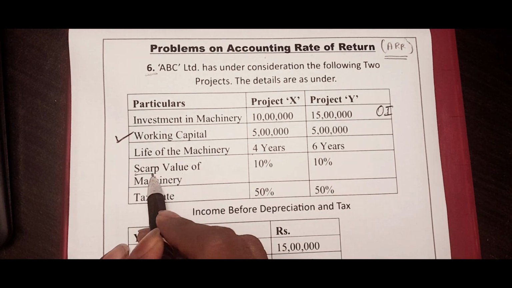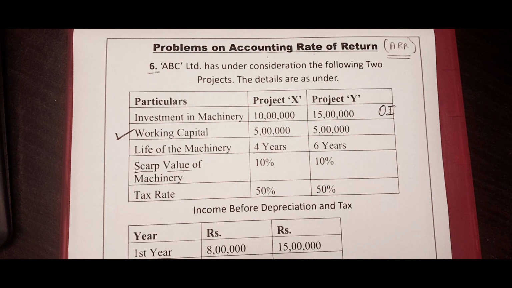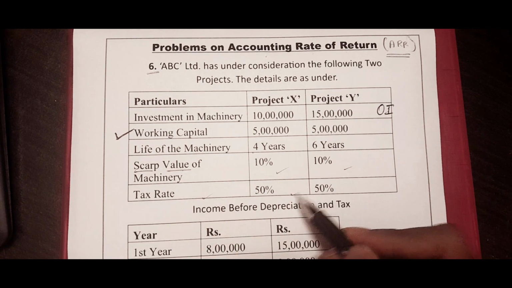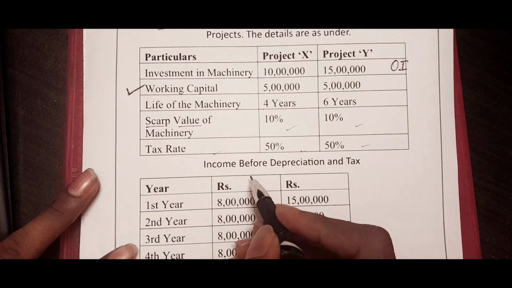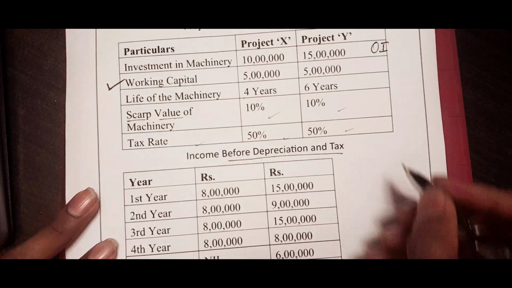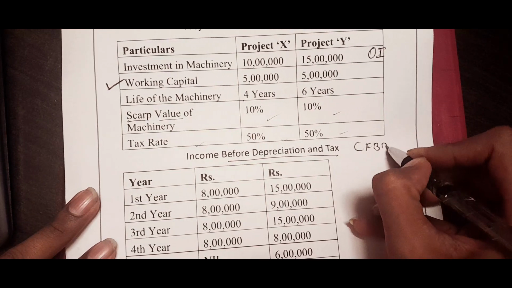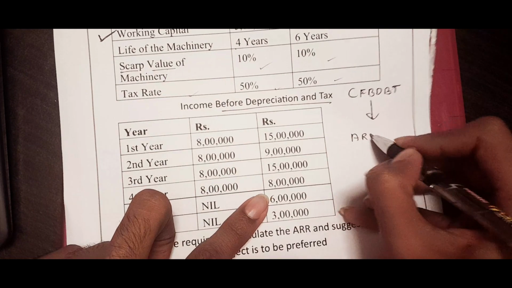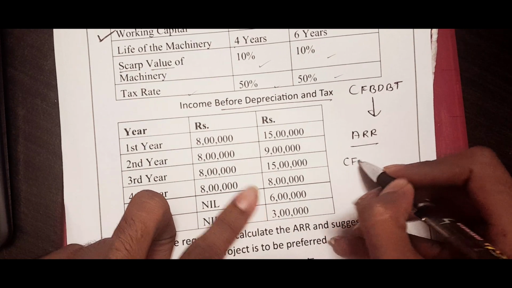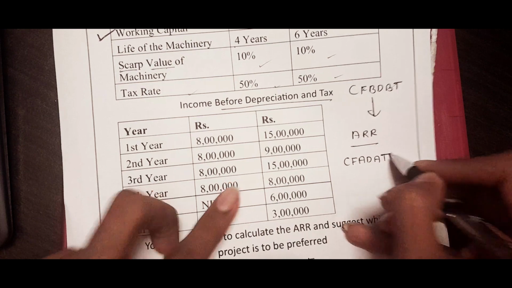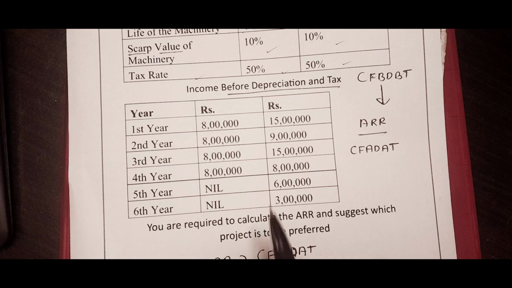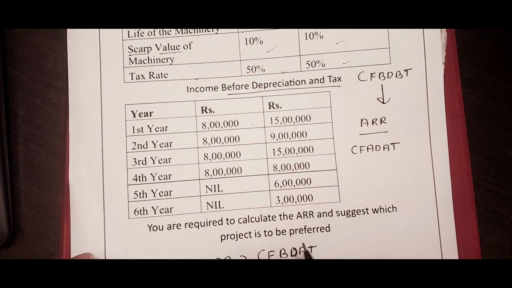Scrap value, we will consider the scrap value also in ARR. It is 10% and 10%. Tax rate is 50,000 and 50,000. Income before depreciation after tax, this is CFBDBT. But for calculating ARR, as I told you, what we need is CFADAT.